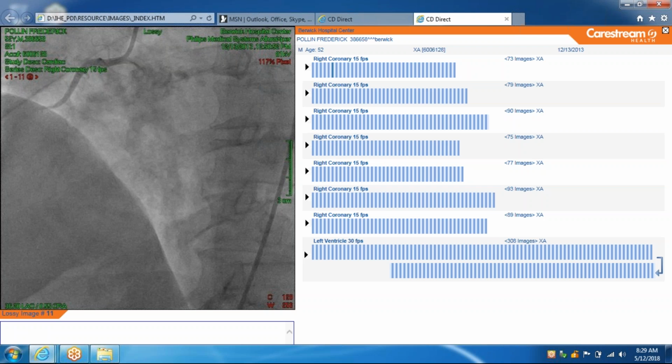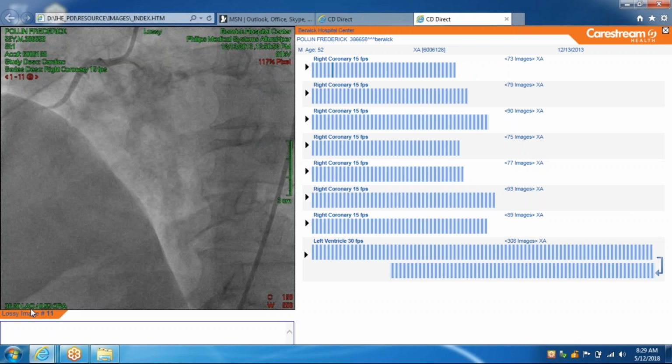You need to have a routine or a protocol. I normally start with the right coronary artery, then move to the left, and then I'll do the left ventriculography last. Okay? Again, look at your coordinates. Okay? I usually start on the left side, then move the camera to the right.